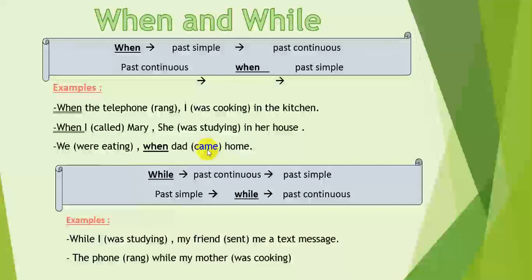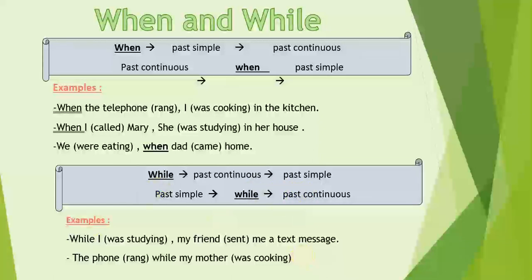Now let's go to while, and it's a little bit different from when, because you will check here and you will see after while comes the past continuous, and then the past simple. And if it's in the middle of the sentence, the past simple, and then while, and then the past continuous after while. So in both cases, right after while comes the past continuous tense.